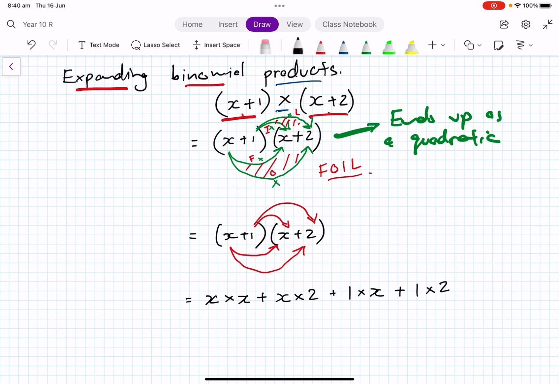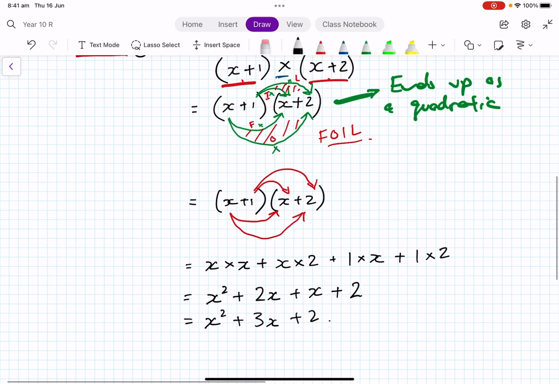In this case, we've got plus signs on each one, so we'll do a few examples in our next video. What's x times x? Well, x times x is x squared. What's x times 2? That becomes 2x. What's 1 times x? That becomes x. And what's 1 times 2? That becomes 2. Now we can simplify this. For x squared, there are no like terms. 2x and x are like terms. So we get x squared plus 3x plus 2.